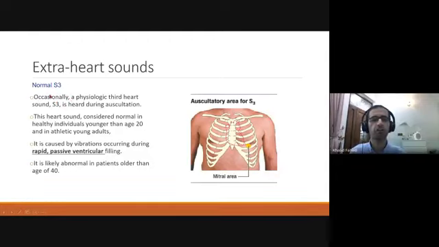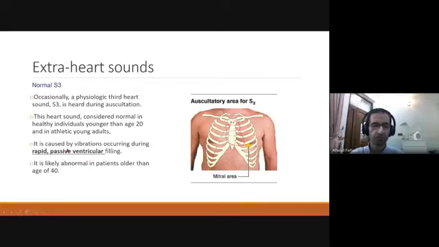The first extra heart sound is the S3. It is sometimes physiological and sometimes pathological. The third heart sound is considered normal in individuals younger than the age of 20. So if you hear a third heart sound in a person younger than 20, it may be regarded as physiological, especially in young adult athletes. Sometimes you can also hear it above this age if the person is an athlete.